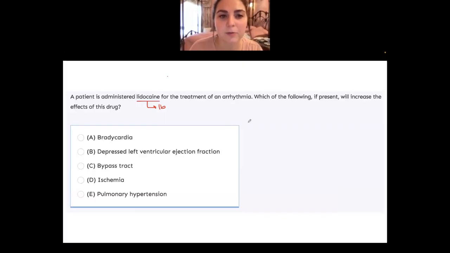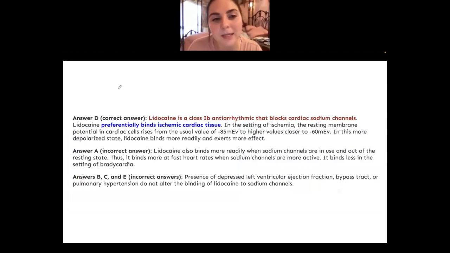Lidocaine, it's a 1B. Remember I said 1Bs have a very small niche of when you can give a 1B. And remember, this is ischemia. With the class 1s, when you give it with tachycardia, it increases the effect. It makes it better if you give it with tachycardia. The class 3s with bradycardia will make it worse. So that's what it's saying here.